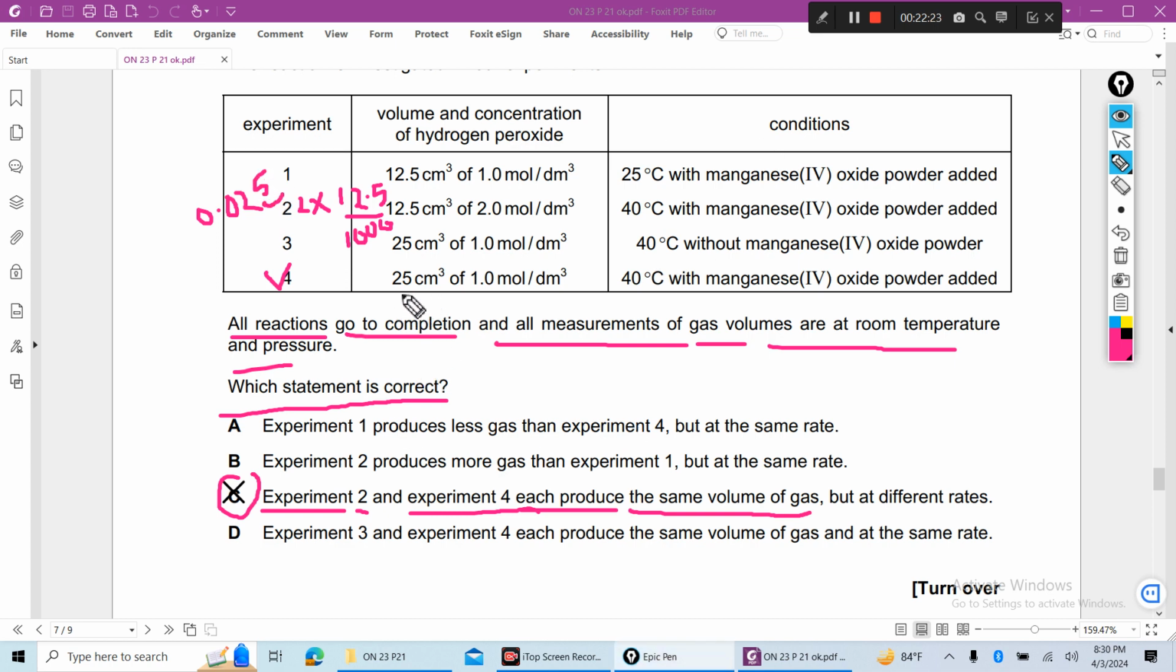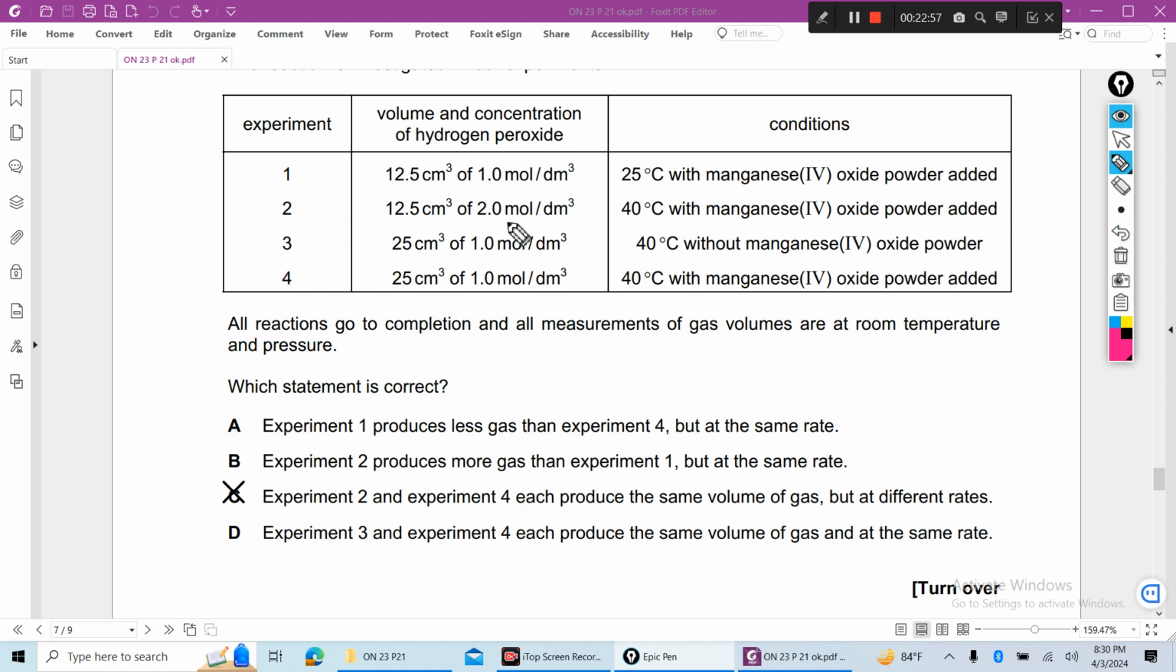And also for experiment 4, if you count 25 divided by 1000 into 1, you will get the number of moles the same, 0.025. So as the number of moles of reactant is the same, experiment 2 and experiment 4 produce the same volume of gas, but at different rates, because the rate of reaction is different.